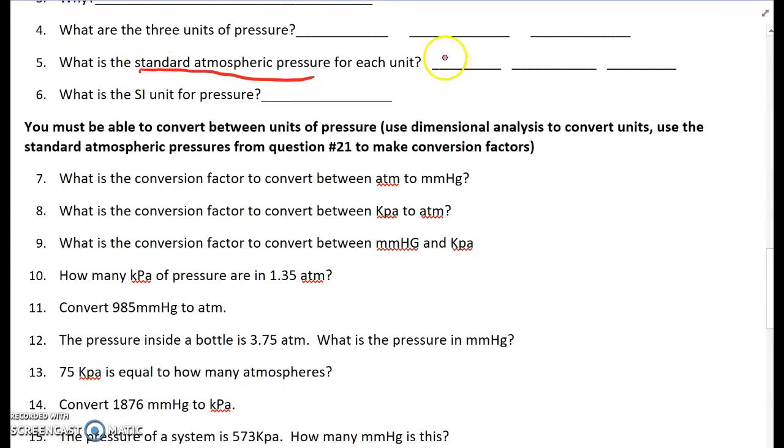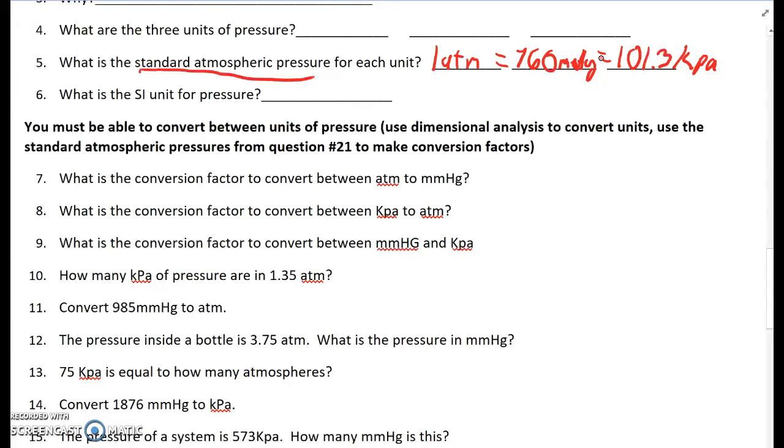Standard atmospheric pressure is 1 atmosphere. That is, it is also 760 millimeters of mercury, and it is also 101.3 kilopascals. These 3 values are equal to each other. They are the same amount of pressure.